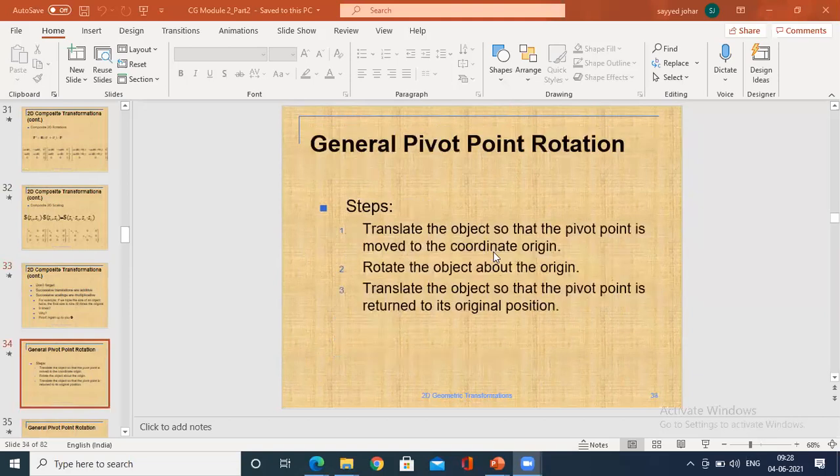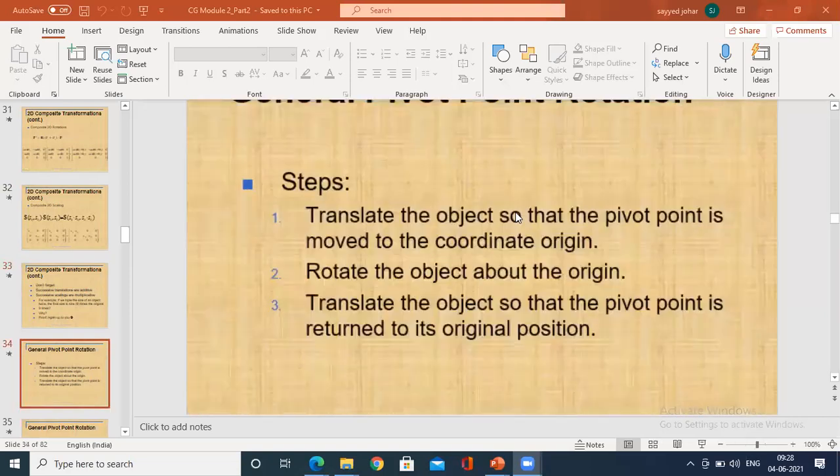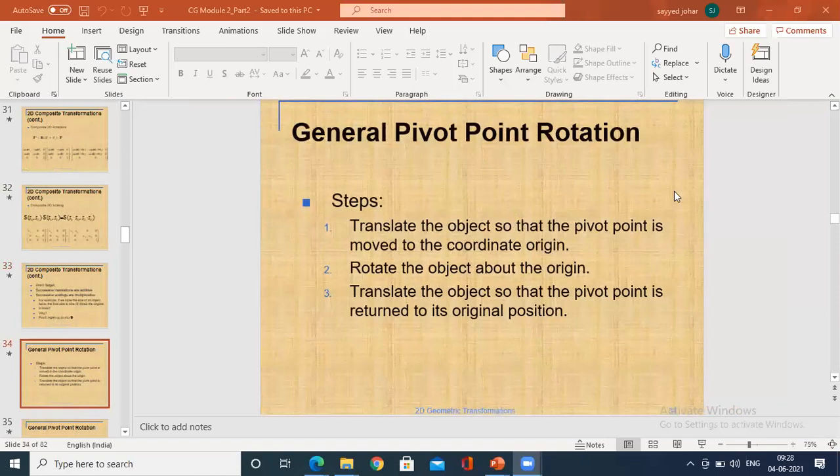So now coming to the general pivot point rotation. What is general pivot point rotation? This is your lab program, as if you have to write a program. You have to go with three transformations, right? One is a translation, one is a rotation, and again a back translation. You need to translate the object so that the pivot point is moved to the coordinate origin. Remember, you are translating the object, not the point, the complete object, to the coordinate origin.